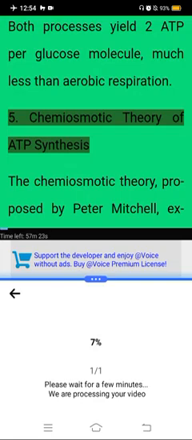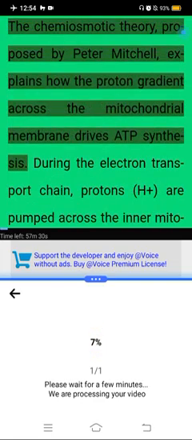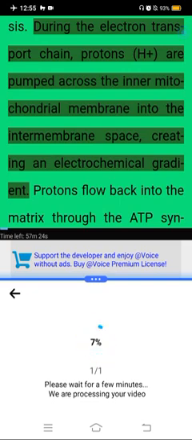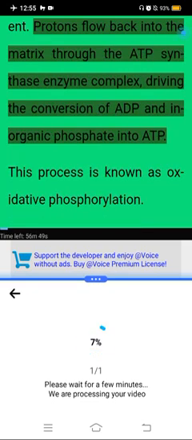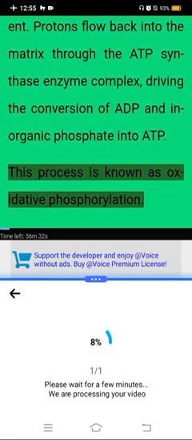5. Chemiosmotic theory of ATP synthesis. The chemiosmotic theory, proposed by Peter Mitchell, explains how the proton gradient across the mitochondrial membrane drives ATP synthesis. During the electron transport chain, protons, H+, are pumped across the inner mitochondrial membrane into the intermembrane space, creating an electrochemical gradient. Protons flow back into the matrix through the ATP synthase enzyme complex, driving the conversion of ADP and inorganic phosphate into ATP. This process is known as oxidative phosphorylation.